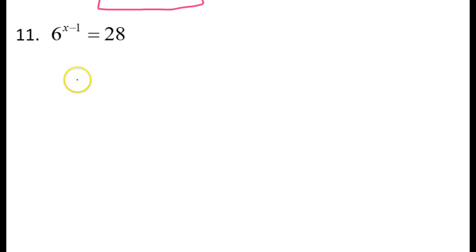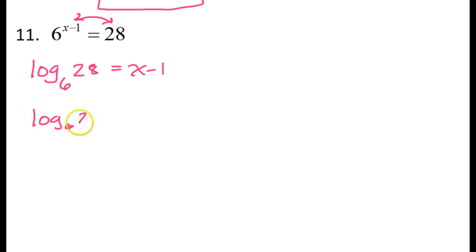For number 11, there's no Algebra 1 stuff to do. We immediately need to rewrite this in log form. Start with the base, log base 6. The other two parts are going to change sides. So the 28 comes over here, and the x minus 1 goes over there. To get x by itself, of course, we will add 1 to both sides. So that gives us log base 6 of 28 plus 1 is equal to x.